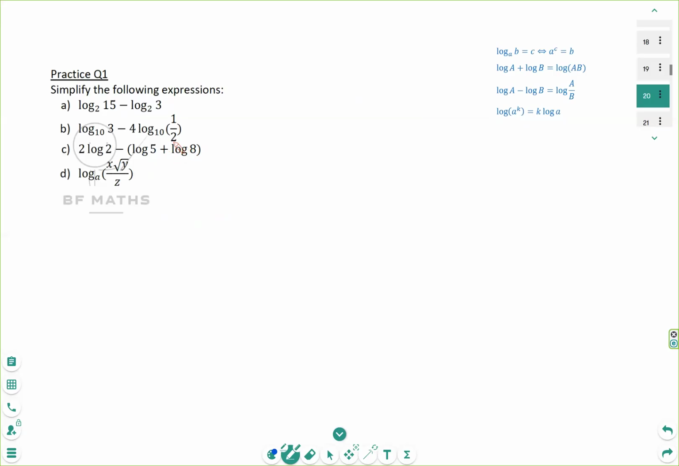So pause the video and have a go at practice question 1. I think that's the only practice question. Yes, this is the only practice question. So pause the video, have a go at simplifying these logarithms using the log laws. When you're ready for the answer, you can press play.